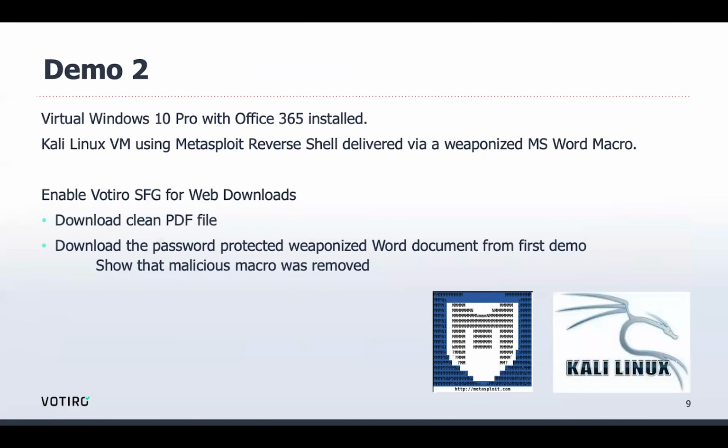Okay, I'd like to do one more quick demo, same configuration, a virtual Windows 10 and Kali Linux. I'm going to enable the Votiro Secure File Gateway for web downloads this time. So I'll download a clean PDF file just to show you how fast it is. Again, we sanitize every file, so I'll download a clean PDF file, and then we'll download that password protected weaponized Word document that we used in the first demo, and we'll show that all the malicious macro was removed.